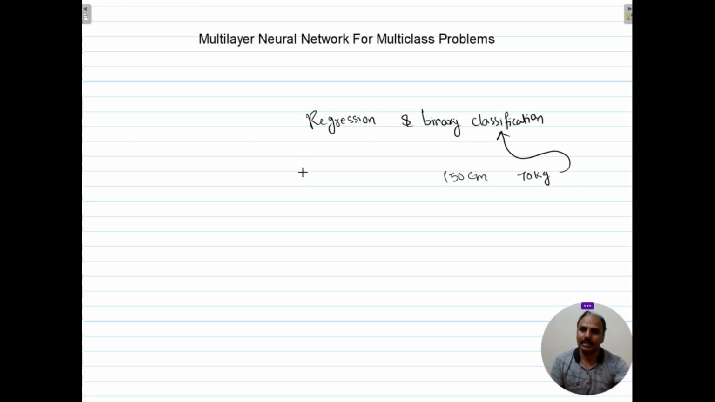In this class we are going to discuss multi-class problems. For example, we have two or three features which belong to different classes, so there is more than one class. For example, whether it is a dog or a cat or a rat, depending on the input features we have to classify into one of the categories. Here we have to use multi-class classification.